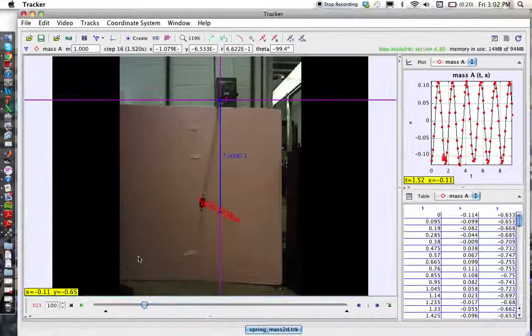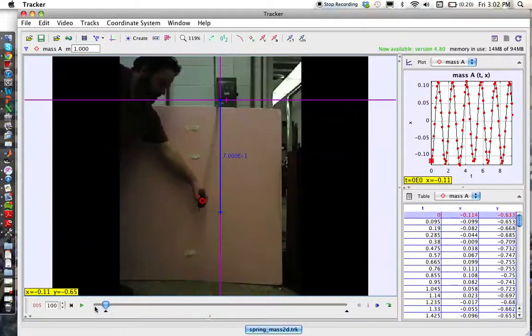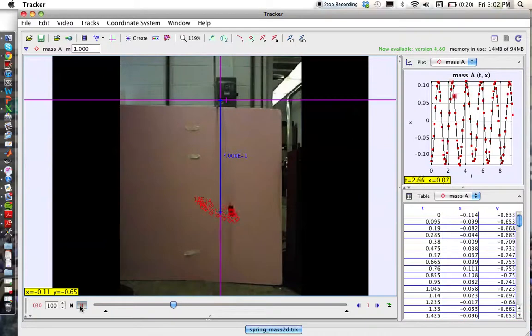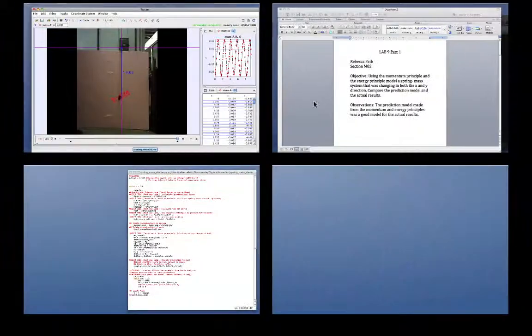So what we first did was we looked at this video in Tracker, and as you can see, it just dropped, and you can see the spring. The mass is moving not only in the x direction but in the y direction, which is something a little different we've done before, but nothing we can't handle. And so here we recorded the x and y values, and we put that in a CSV file so that we can later compare these actual results to our prediction model.